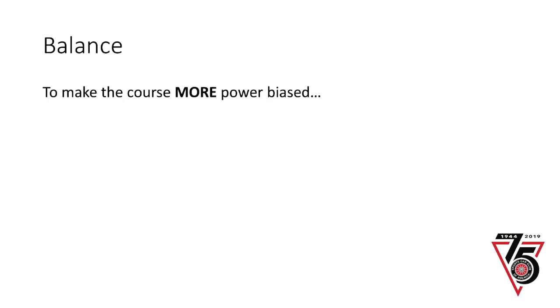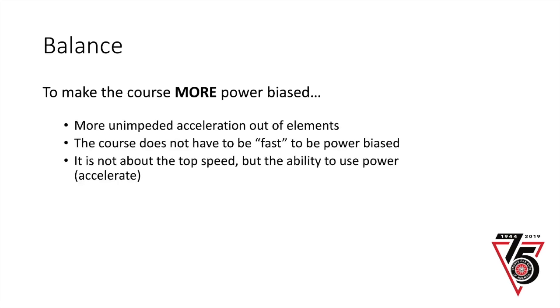Alright, so given what we've talked about so far, if we want to make a course more power biased, how might we achieve that? Well, we can make a course more power biased by allowing more unimpeded acceleration out of elements. By unimpeded acceleration, I mean having enough space and direction for a high horsepower car to use full throttle. If the corner exit is shaped such that only a low horsepower car can use full throttle, while the high horsepower car is using partial throttle, that is not unimpeded acceleration.